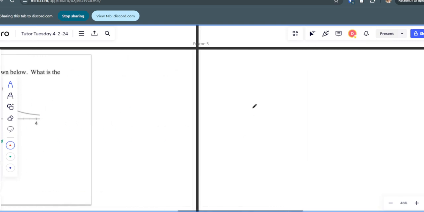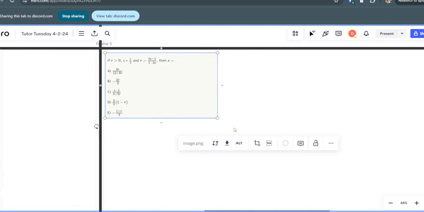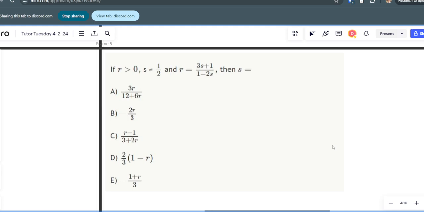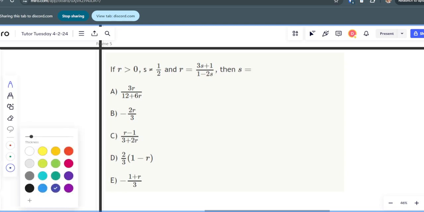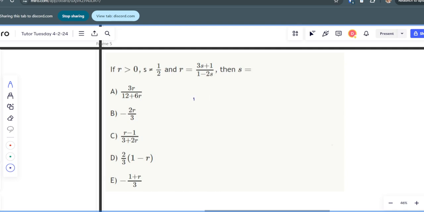Another nice little math question. If r is greater than 0, s is not equal to 1/2, and r equals 3s plus 1 over 1 minus 2s, then s is equal to blank. I think we might be able to rearrange this one and solve for s. It might be a little bit tricky, but definitely possible. So we start off with r equals 3s plus 1 over 1 minus 2s.